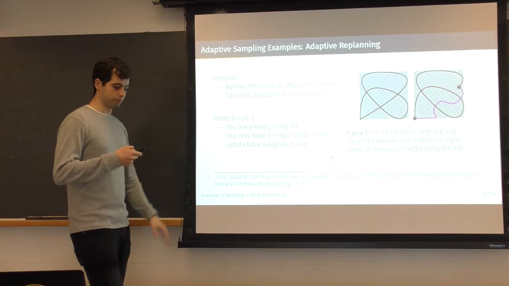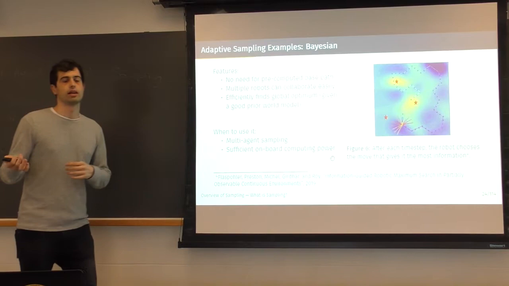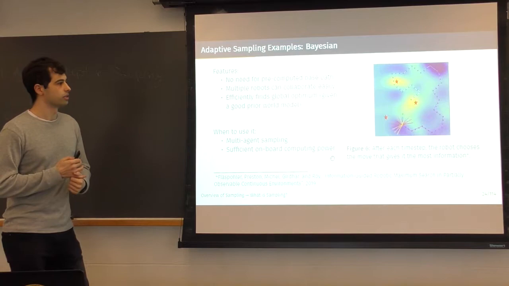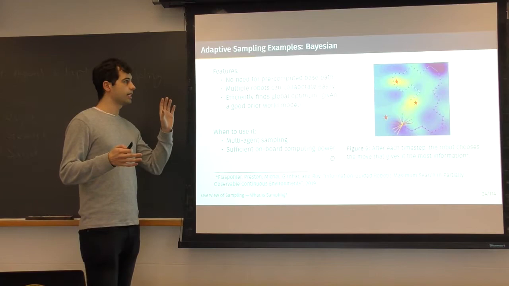Finally, what happens when, for example, I don't have any information at all about the environment? Maybe the vessel hasn't provided me with information I can use, or I'm starting from scratch. In this case, sampling based on the data as it comes in is a good strategy.